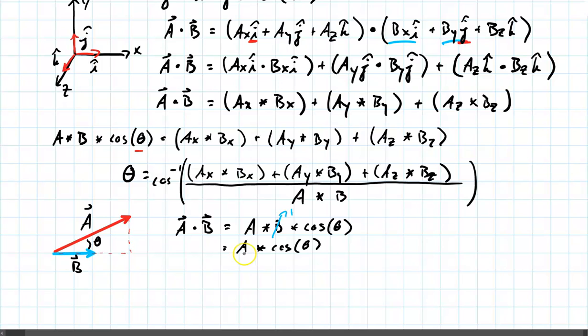And so in this case, A will be some value, some number, and cosine of the angle, in this case, will also be some fraction of 1. So that'll be the value of A, the magnitude of A, multiplied by some fraction of 1, and it will give you A along B. And that'll come in handy later on too.